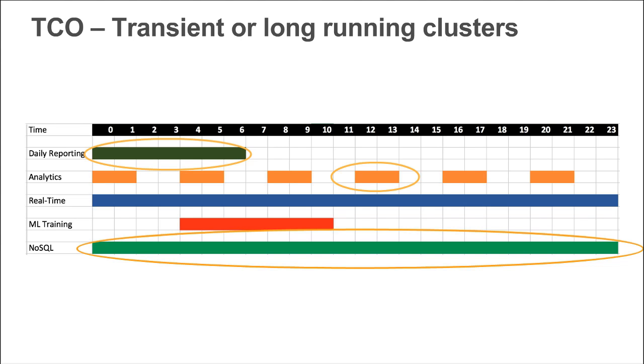So going back to that TCO analysis on the swim lane, you notice that the circled things are all sorts of different clusters, right? You have a daily reporting ETL job that takes up 6 hours, but it only happens once a day. That should be a transient cluster. You have an analytics cluster that runs for 2 hours throughout the day. Again, that should probably be a transient cluster. Whereas that NoSQL workload that you see all the way at the bottom, it goes on throughout the day. You shouldn't make it transient. It should be a long-running cluster.